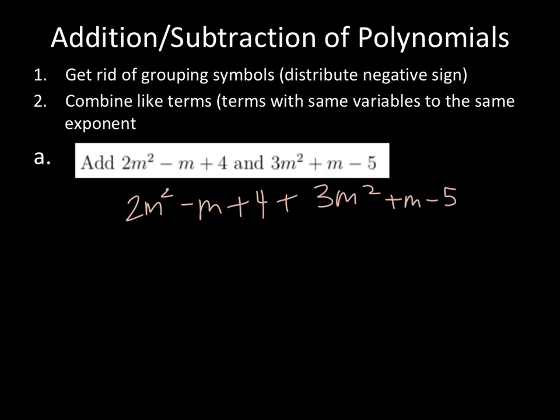So we have a 2m squared and 3m squared. I like to cross it out so I don't forget anything or add something twice. And this will just be 5m squared. Negative m plus positive m, they cancel each other out. 4 plus negative 5 is the same as 4 minus 5, so you have negative 1.